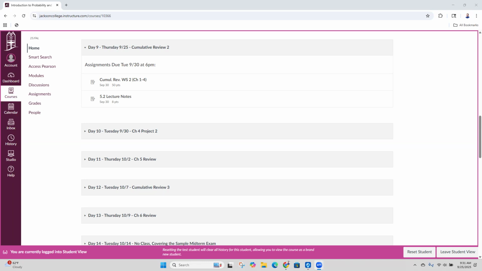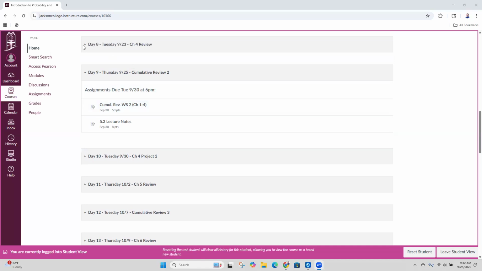I switched some things around because the survey for your measurements is not actually due until 6 tonight. So we're going to use that data for the Chapter 4 project number 2. Today instead, we're going to be covering cumulative review worksheet number 2, which covers chapters 1 through 4. You'll find that on page 416 in your course pack.